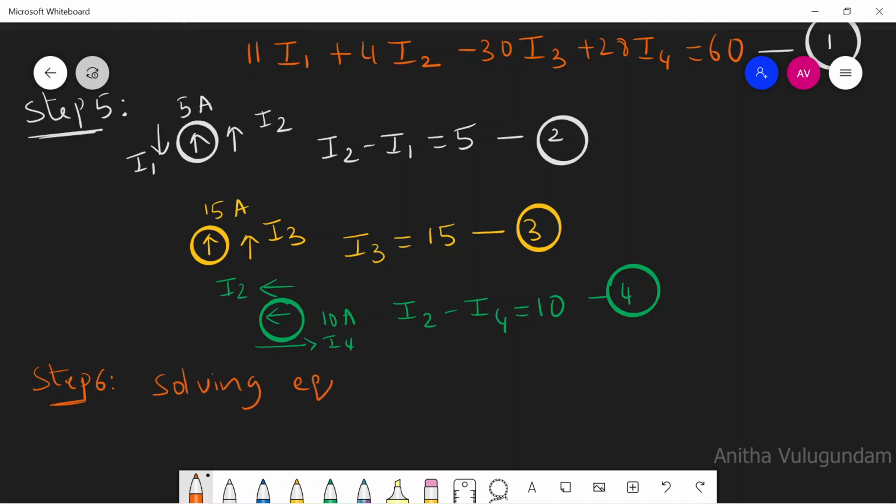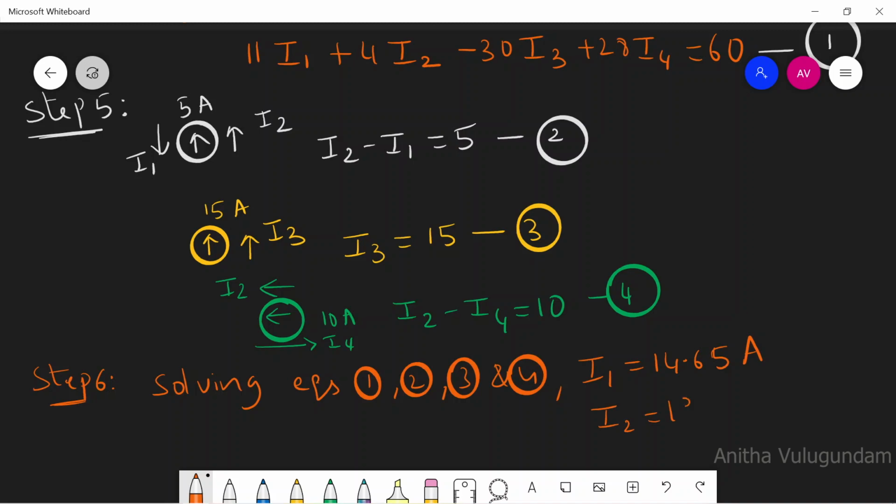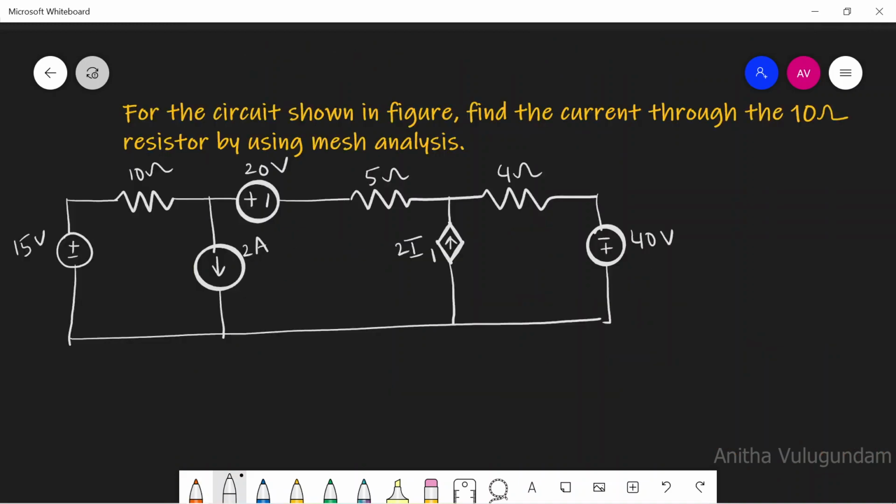Solving equations 1, 2, 3 and 4, mesh currents will be obtained like I1 equal to 14.65 amp, I2 equal to 19.65 amp, I3 equal to 15 amperes, I4 equal to 9.65 amperes. This is how we can calculate the mesh current.